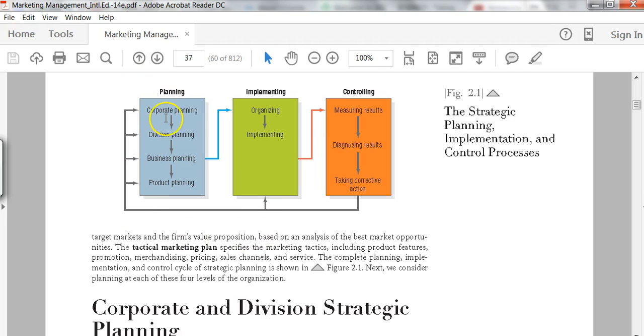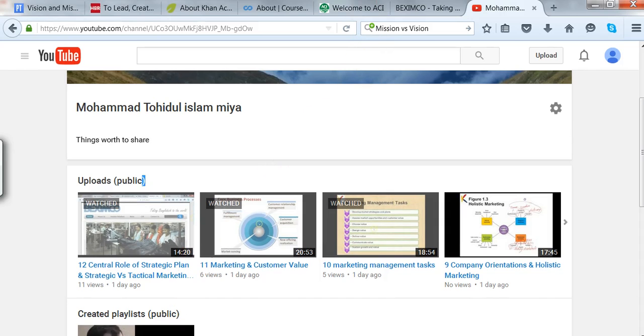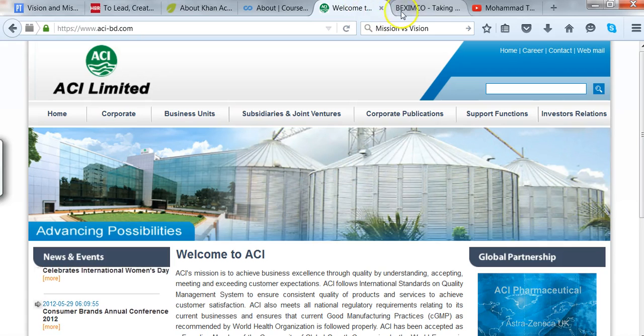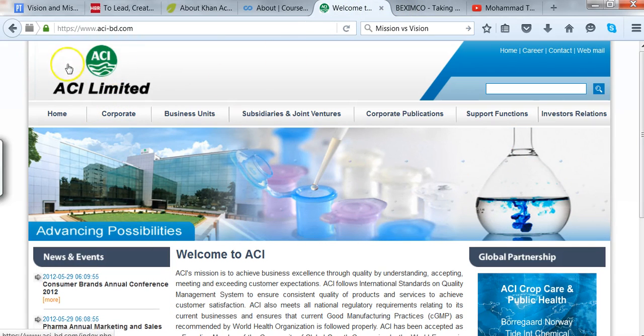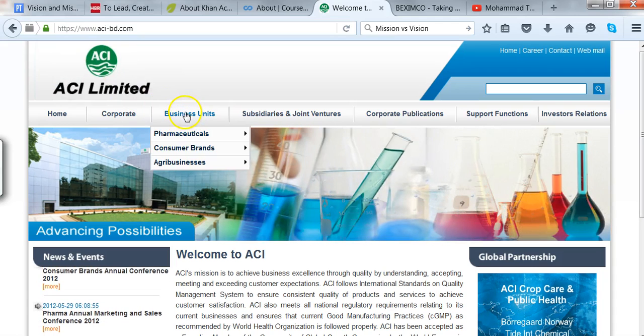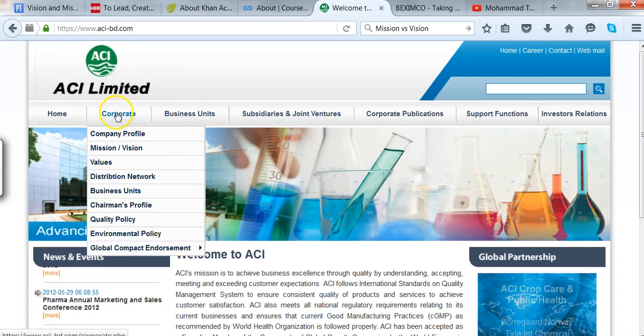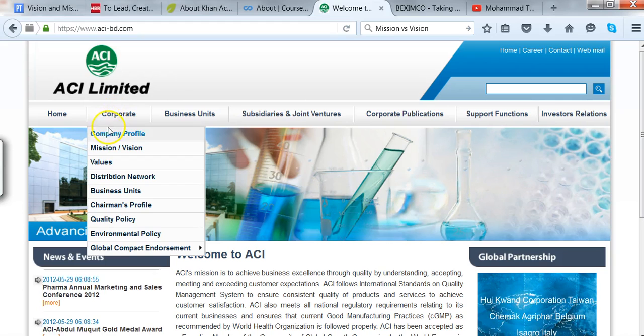So, about the levels of planning in an organization, we will first discuss corporate and divisional strategic planning. When we take corporate and divisional strategic planning, what do we mean by that? What do we mean by corporate or divisional strategic planning? If you follow this organization, ACI Limited, here you see, this is their corporate division.